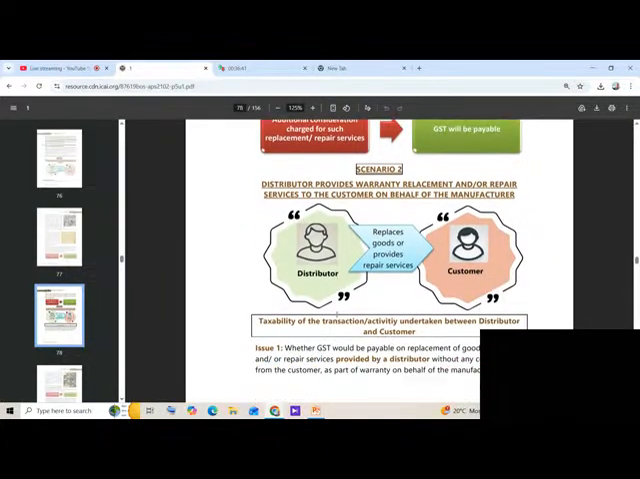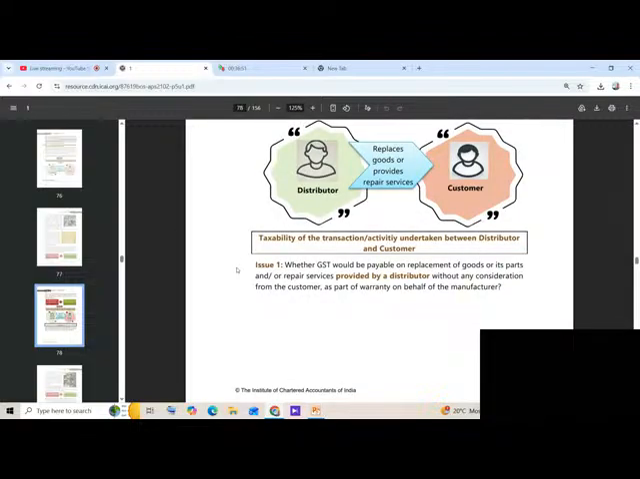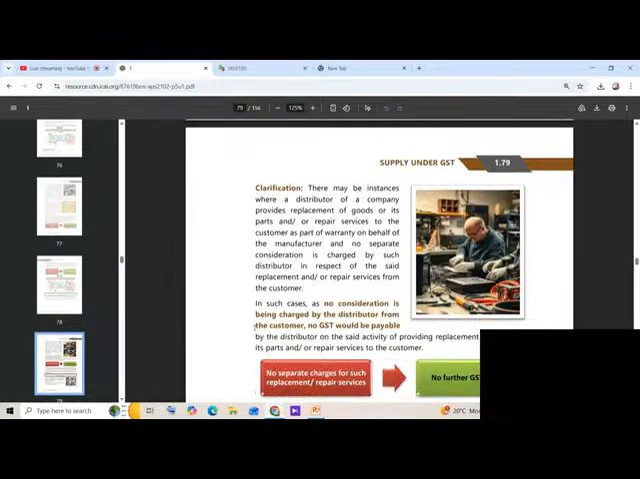Scenario 2: the distributor provides warranty replacement and/or repair services to the customer on behalf of the manufacturer. So the distributor replaces goods or provides repair services. Issue 1: where GST would be payable on replacement of goods or its parts and/or repair services provided by a distributor without any consideration from the customer as part of a warranty on behalf of the manufacturer.